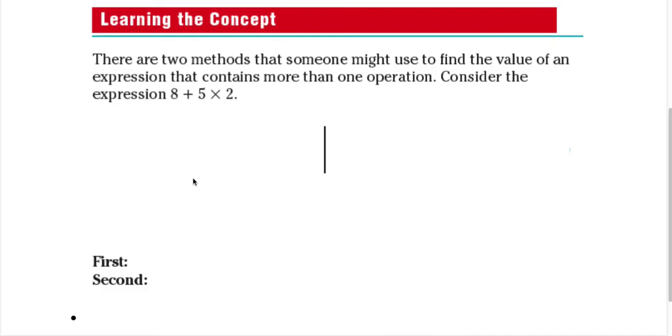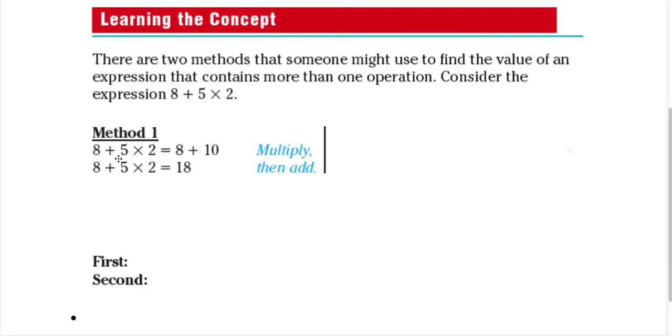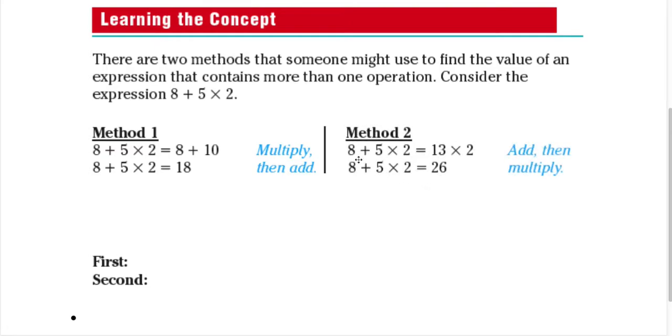Okay, so if you have 8 plus 5 times 2, method number 1 is we multiply 5 times 2 and then add 8. We end up with 18. Method number 2, we add 8 plus 5 and then we multiply by 2, we end up with 26. So if you look at this expression, 8 plus 5 times 2, there are two different answers. But there should only be one correct answer.